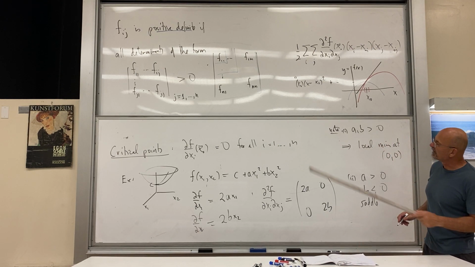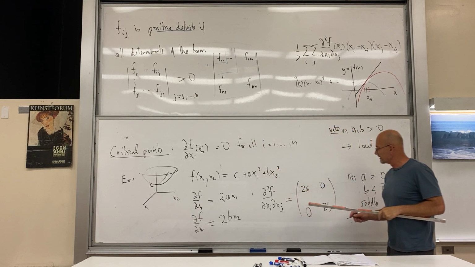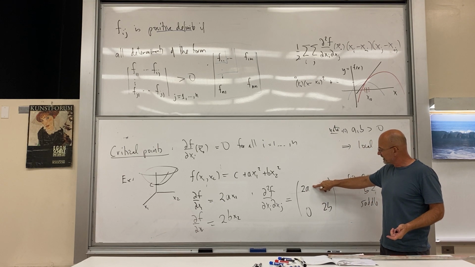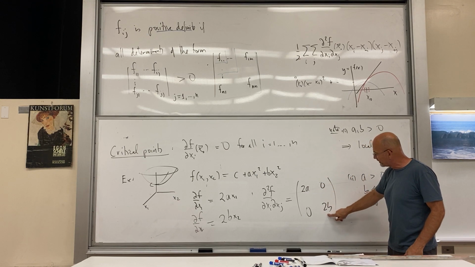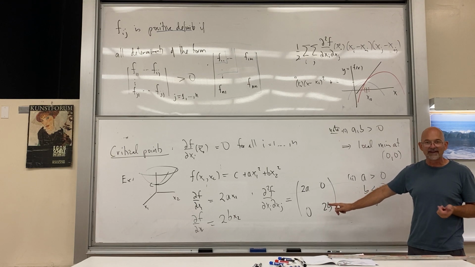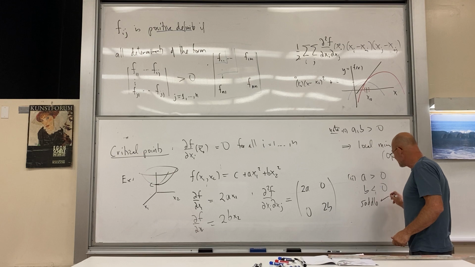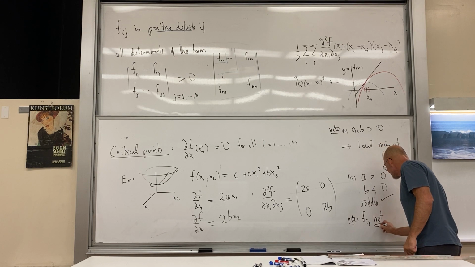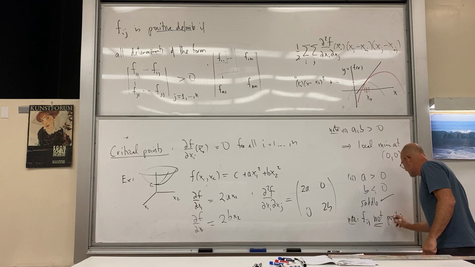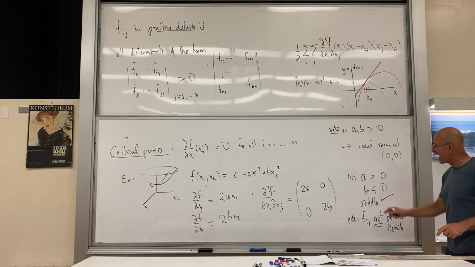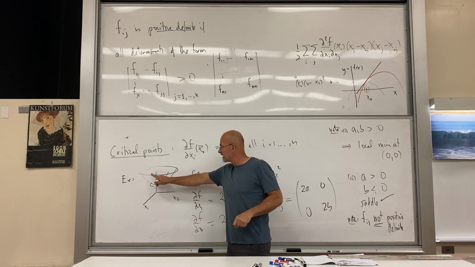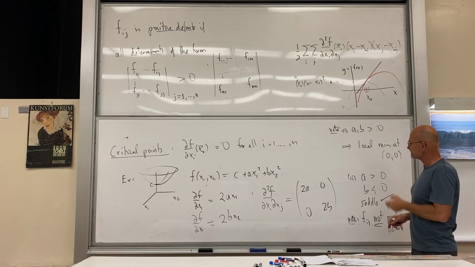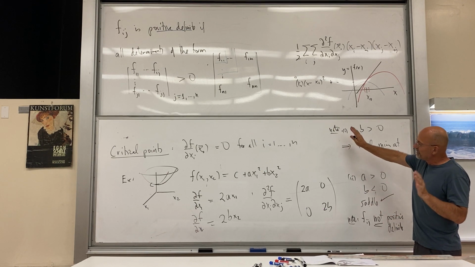And of course, this criterion here is not fulfilled because the first corner determinant would just be 2a, which is positive, but the second would be 2a times 2b, which is 4ab, where b is negative, so it'd be negative. So we have a saddle, and note f_ij is not positive definite. Now, if a and b are both negative, then we have an inverted bowl. We have a hill, and we have a local maximum.